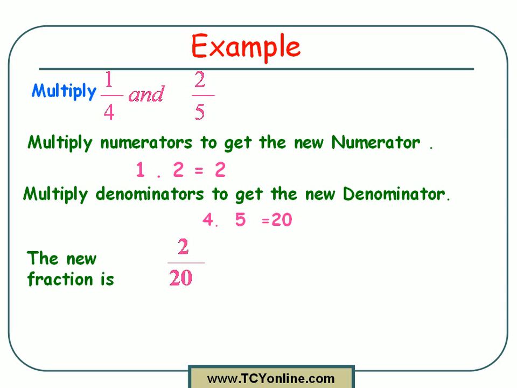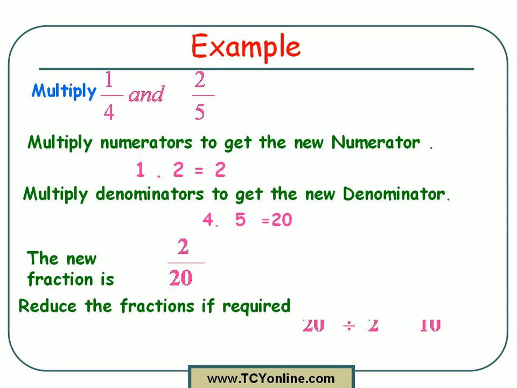Now we can simply reduce this 2 over 20. Divide both numerator and denominator by 2. We get 1 over 10. So that means 1 over 4 times 2 over 5 gives 2 over 20, which when reduced gives 1 over 10.